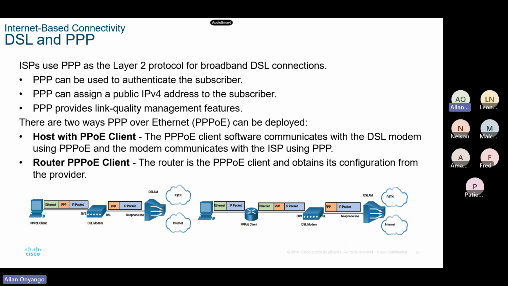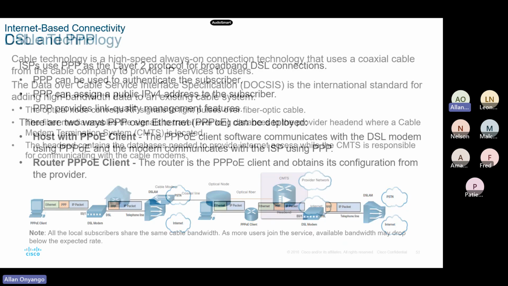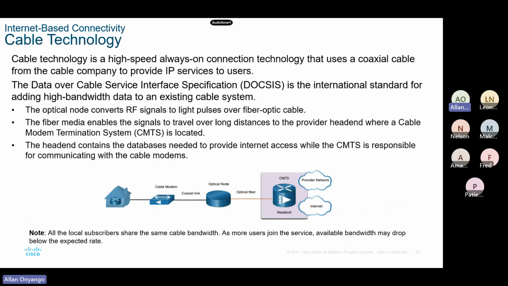So PPPoE, which is the point-to-point protocol over Ethernet, can normally be deployed in two ways. Either we'll have a host with a PPPoE client or PPPoE software, which communicates with the DSL modem using PPPoE, or we can have the router itself having a PPPoE client, okay? And it will be able to obtain its configuration from the provider. Currently, most small internet service providers normally use PPPoE in order to control who has paid and who has not paid them.